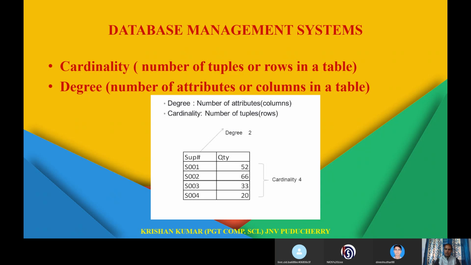Count the number of rows. You can easily count the number of rows. Let me highlight it. See, this is row number 1, this is row number 2, this is row number 3, this is row number 4. So the cardinality will be 4. At the same time, the degree is the number of columns: column number 1 and column number 2. So the degree is equal to 2. I hope it is clear. I made it very simple for everyone.